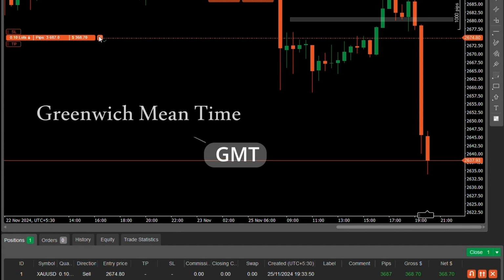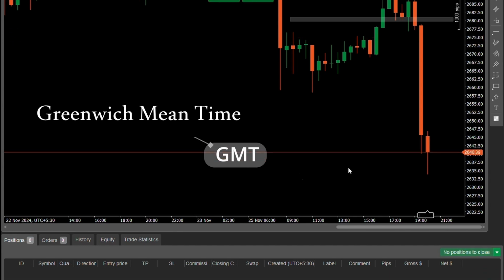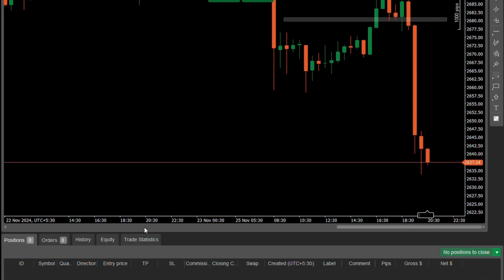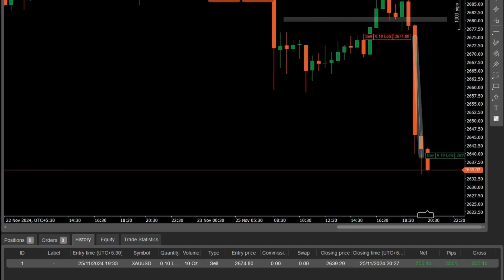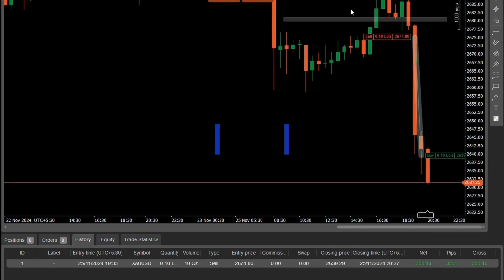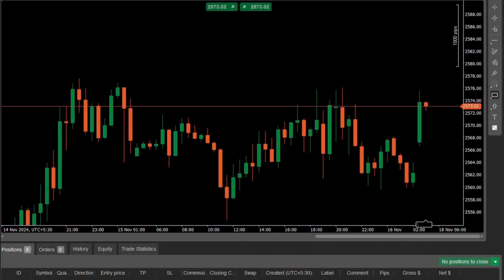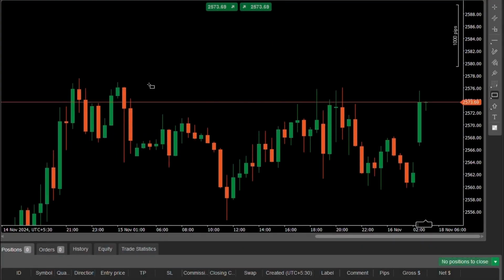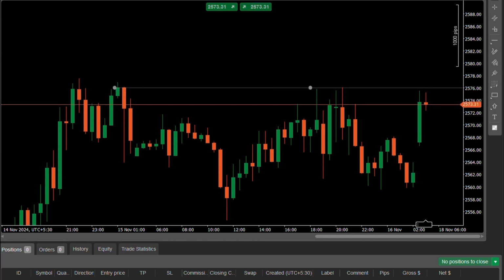GMT is mostly Greenwich Mean Time, and we also use Eastern Time. You can convert the time zone to your present time zone. We'll be using GMT and Eastern Time. We have something called the Sydney session, the Sydney or Australian session, and once it opens on Sunday at 10 pm, that is when the trading starts.